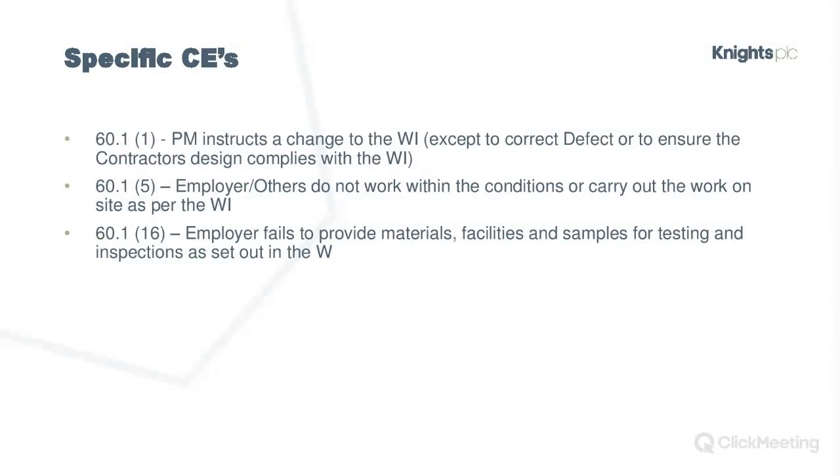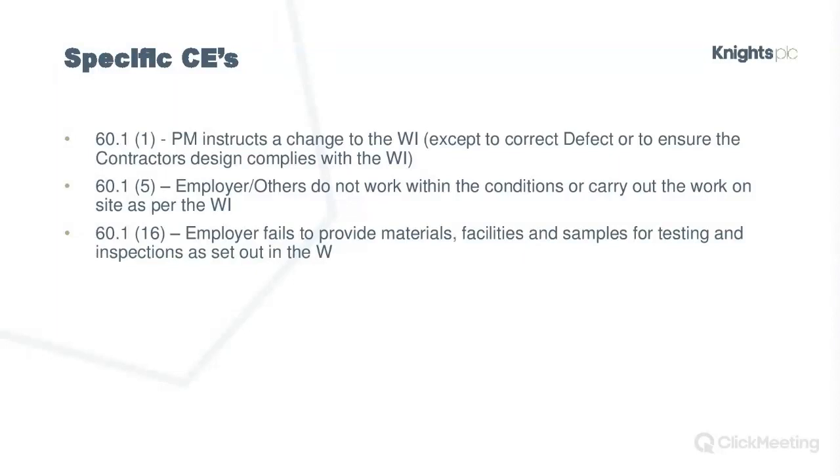So we've looked at all of these already. These are the compensation events. Number one, this is pretty much word for word: the project manager instructs a change to the works information, except a change to correct a defect, or to ensure that the contractor's design complies with the works information. We've already seen that. Remember, contractor's design is referenced in the contract data part 2, and works information is referenced in the contract data part 1.